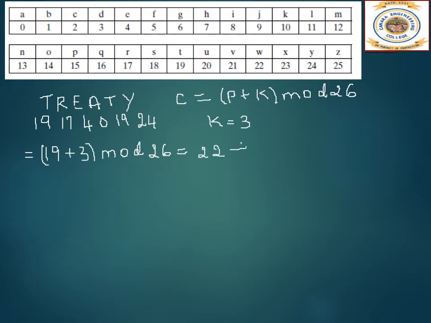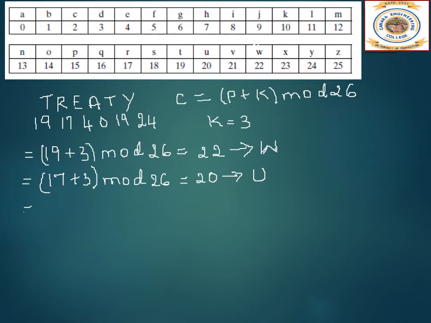Now in the table check 22. The alphabet equivalent for 22 is W, so I write that here. Coming to the next one, R. R equivalent is 17 plus 3 mod 26. 17 plus 3 is 20. 20 mod 26 is 20. The letter equivalent of 20 is U, so I write U.